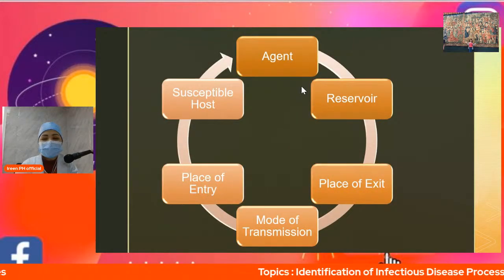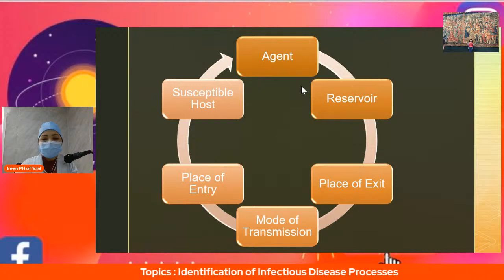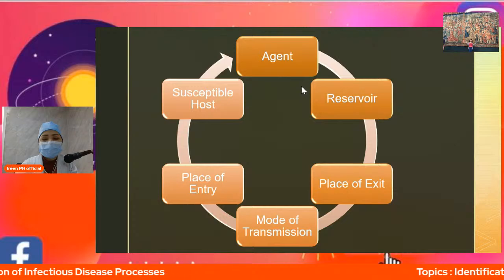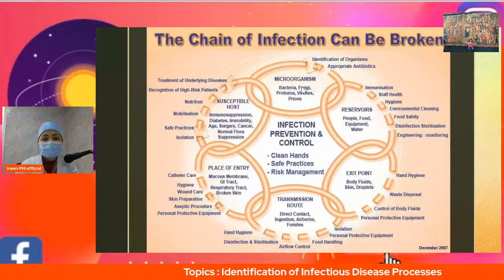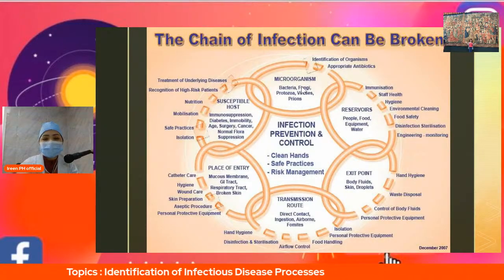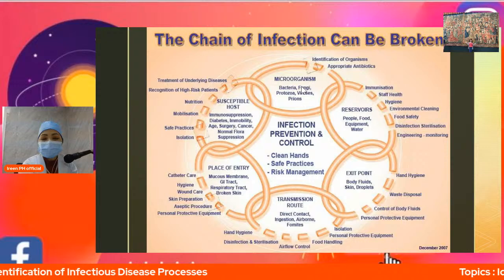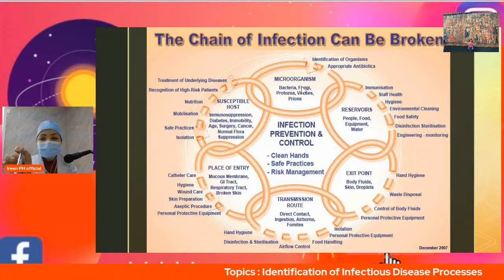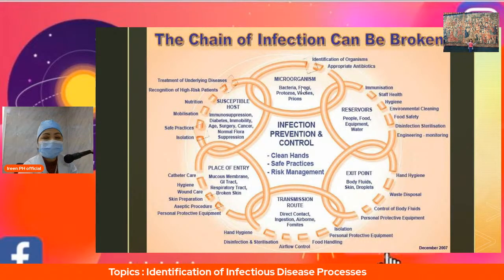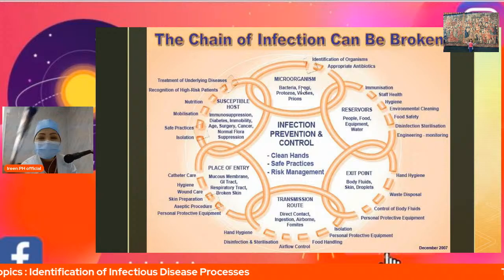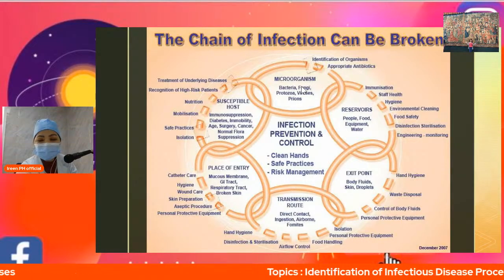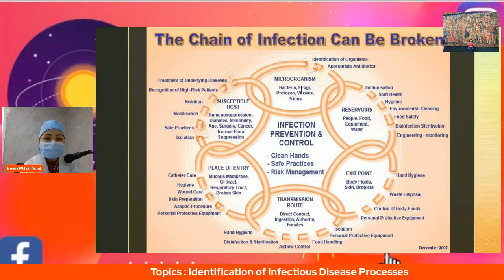It will start from the agent, the reservoir, the place of exit, the mode of transmission, place of entry, and susceptible host. And this is the chain of infection. The chain of infection can be broken. It starts where we find the microorganism, the reservoir, the exit point, transmission route, the place of entry, and susceptibility.